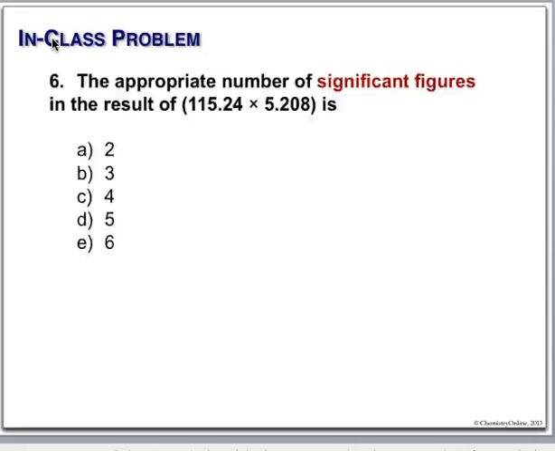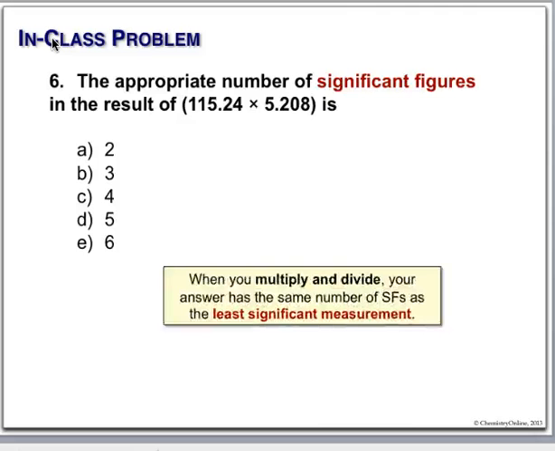All right, simple significant figure question. We are doing a multiplication. We remember that when we multiply and divide, what you do is just look at your numbers, decide which one has the fewest number of significant figures. Your answer can have no more than the number with the fewest. The fewest here is 4, 1, 2, 3, 4. So you'd multiply this out, and then you would round it to 4 significant figures.